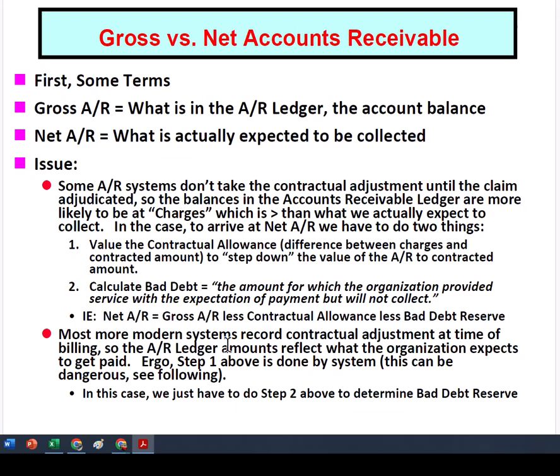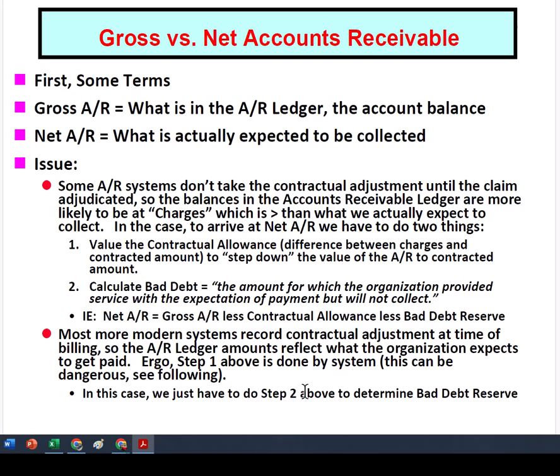In the modern systems, the accounts receivable ledger, the modern billing systems have the sophistication to actually determine what's going to be paid and to take that contractual allowance adjustment at the time of billing. So the ledger reflects that contractual allowance discount, and we just have to do some bad debt estimation.